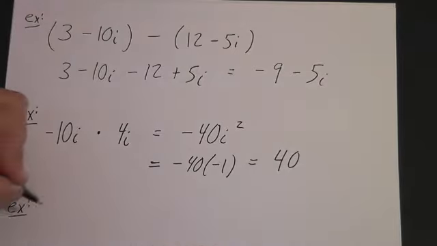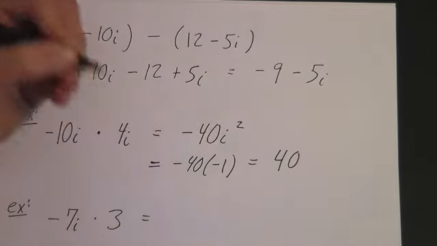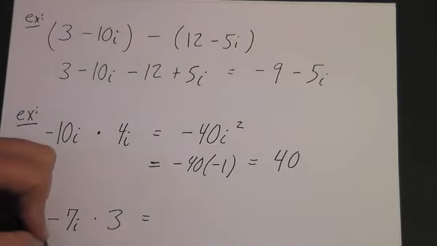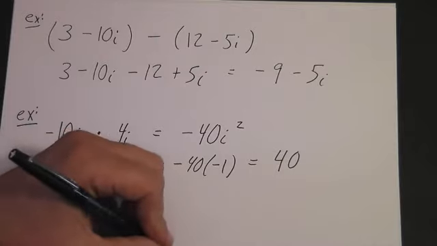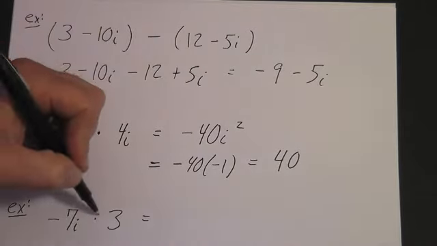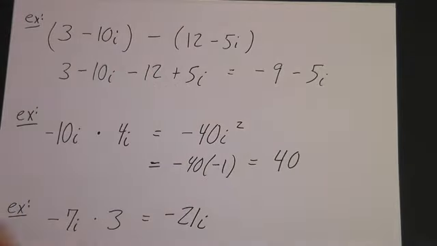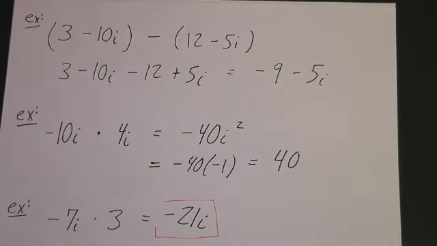Another example along those lines might be minus 7i times 3. If these were x's, it would be minus 7x times 3, which would simply be minus 21x. And in minus 7i times 3, it'll be exactly the same, minus 21i. So even though i is not a variable for purposes of algebra, you can treat it as if it's a variable.